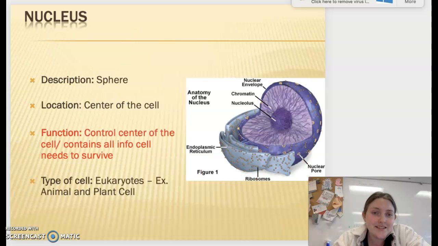The nucleus. It is a large sphere in the center of the cell. It is the control center, the office, and contains all of the info the cell needs to survive. This is found strictly in eukaryotic organisms, so animals, plants, fungi, protists.